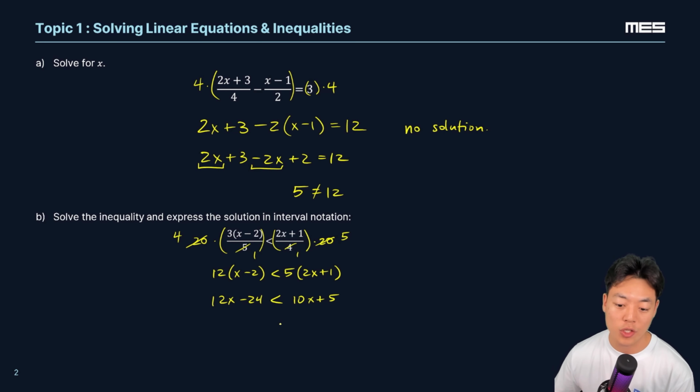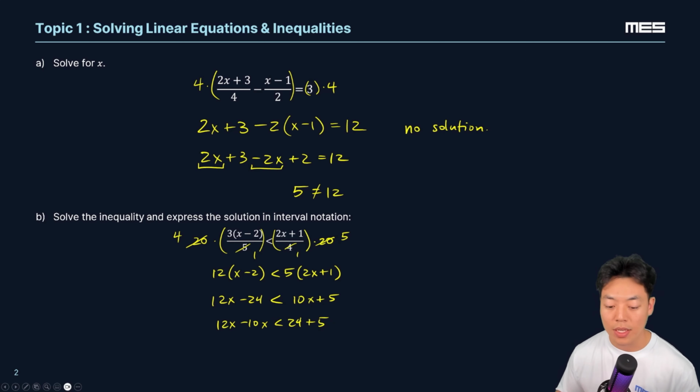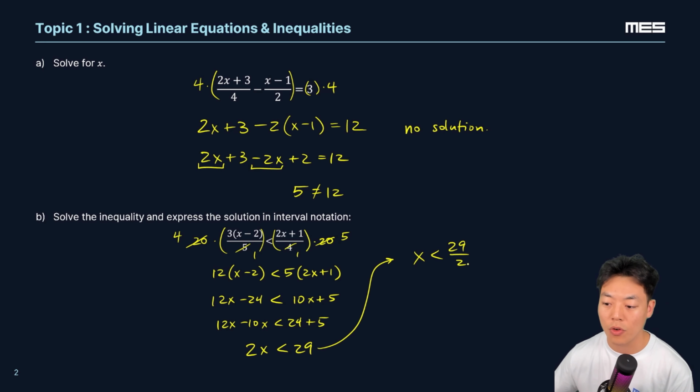And now we want to isolate the x's and combine like terms, essentially. So we have 12x minus 10x. Once we consolidate the constants on the right and the variables on the left, now we're left with 2x is less than 29, giving us x is less than 29 over 2. Another way to write 29 over 2 is 14.5.